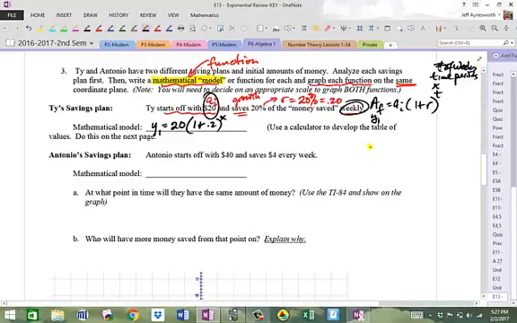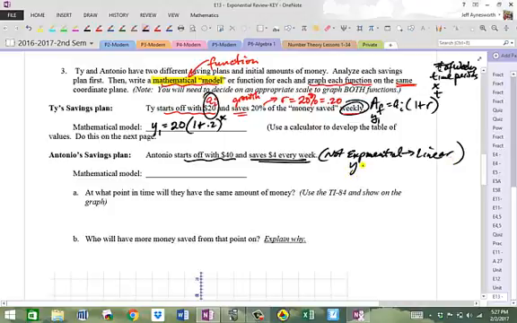And then let's take a look at Antonio's savings plan. It's different. Okay, he starts off with $40 and saves $4 every week. Okay, so this is not exponential. Okay, it's linear.